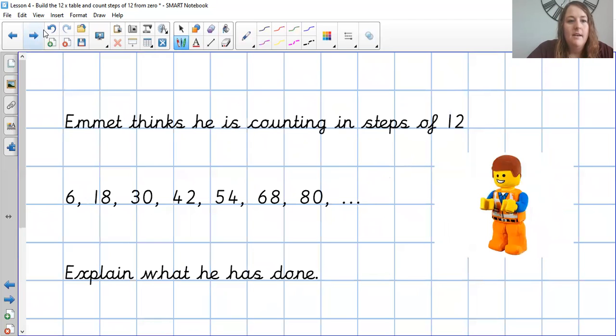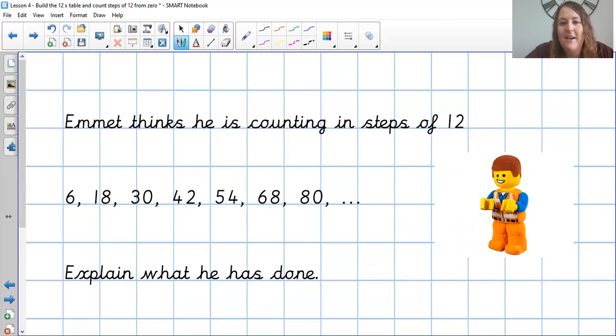Brilliant. Okay, Emmett thinks he is counting in steps of 12 here. 6, 18, 30, 42, 54, 68, and 80. Explain what he has done. So again, if you want to pause the video here, have a look at what he's done, and we'll go through it in just a second.